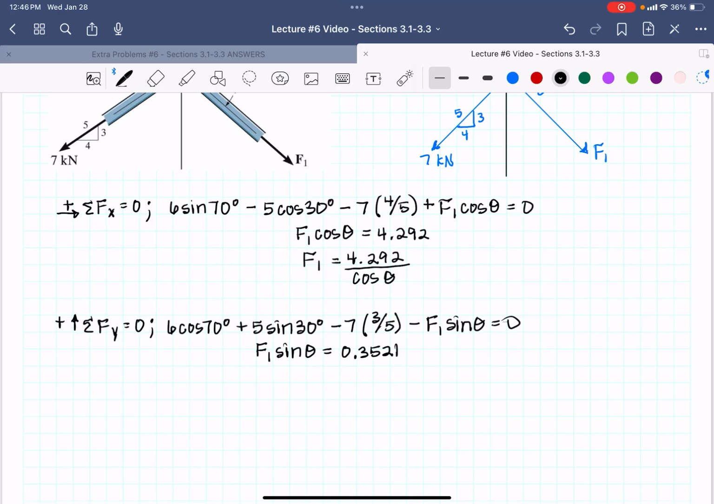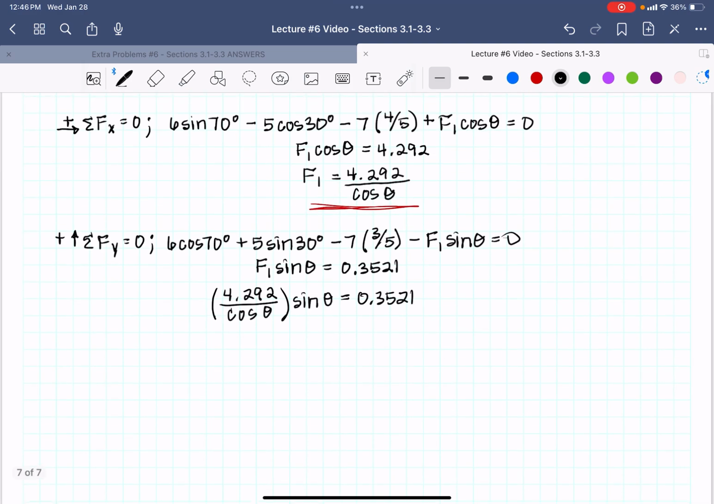Now I'm going to plug in what I have up here for F1 into that equation and substitute for F1. So I'm going to have 4.292 over the cosine of theta times the sine of theta equals 0.3521. Now something really interesting, remember that the sine of theta over cosine of theta is the same thing as tangent of theta.